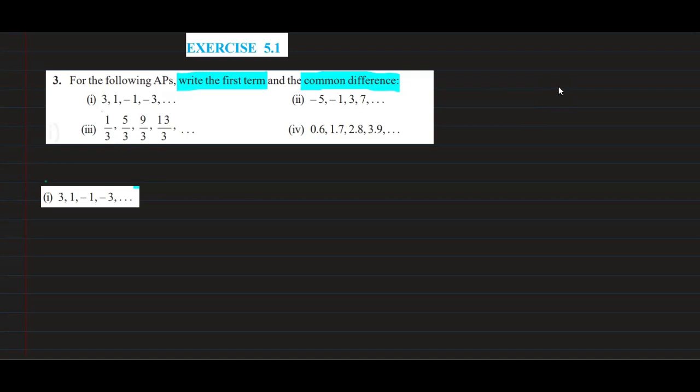So in today's video, we will see how to solve question number 3 of exercise 5.1, chapter number 5, class 10 arithmetic progression. What is the question? For the following APs, write the first term and the common difference. Very simple question. They have given us AP series. Now we'll have to find what is the first term and the common difference.